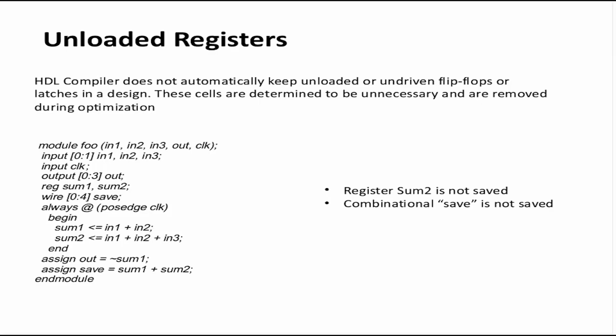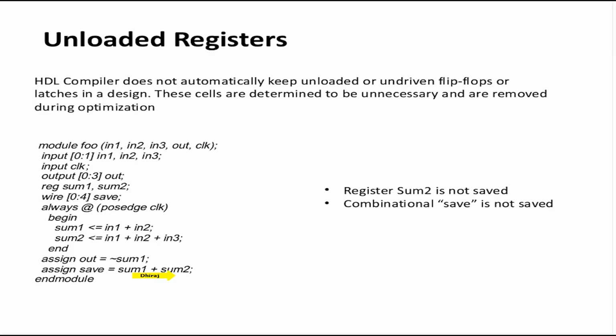Let's give an example. A module with 3 inputs of 2 bits each: IN1, IN2, IN3. You have input clock, output out. You have 2 registers, sum1 and sum2. You have a wire, save. Always at posedge clock, a sequential element. There is no reset here. Sum1 gets IN1 plus IN2. Sum2 gets IN1 plus IN2 plus IN3. But the output here, out, there is only one output. Out gets the complement of sum1. Save gets sum1 plus sum2.